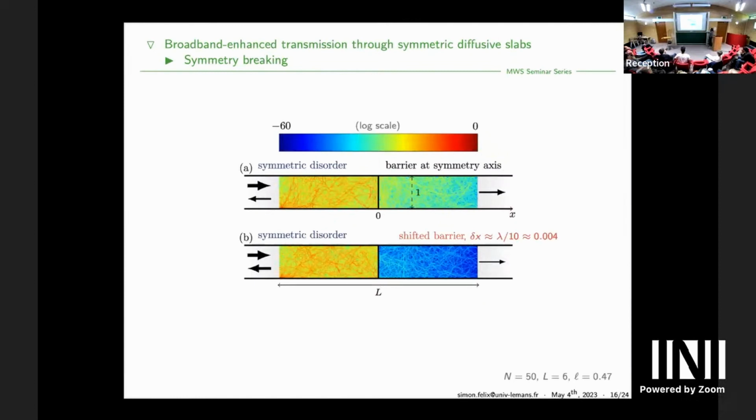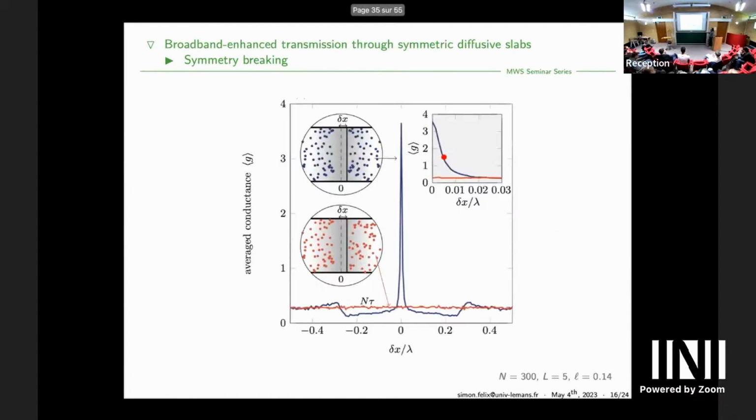Here is an illustration where I shifted the barrier by lambda over 10, so 1/10 of the wavelength. And you see this difference in the level. And another way to see this is this one. So what we show here is the average conductance as a function of the shift in the position of the barrier, to the right or to the left.